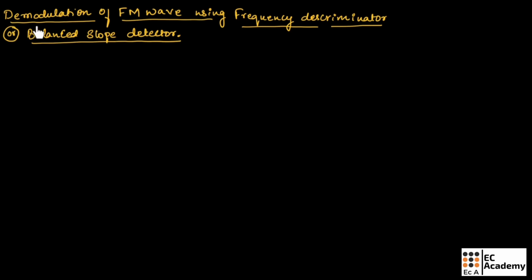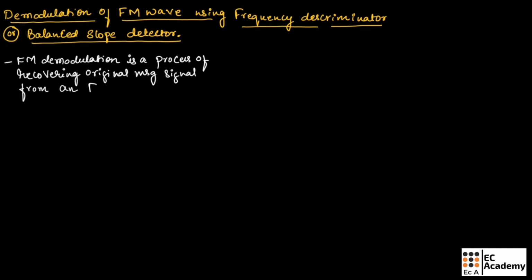In this lecture, let us understand demodulation of FM wave using frequency discriminator or using balanced slope detector. FM demodulation is a process of recovering original message signal from an FM wave.